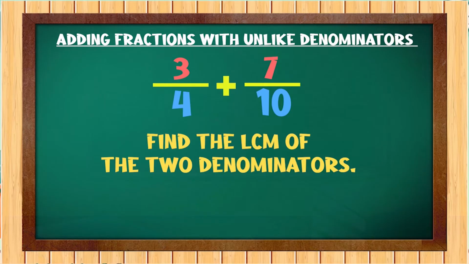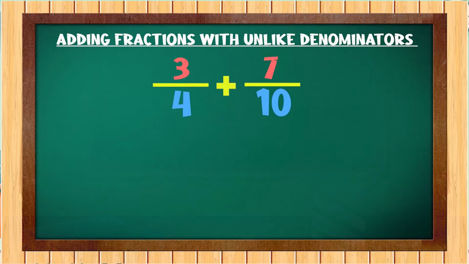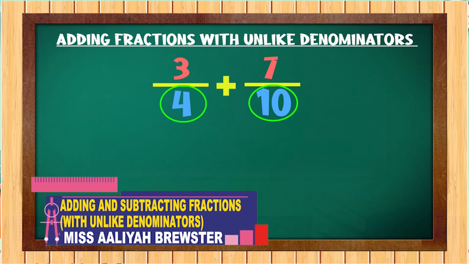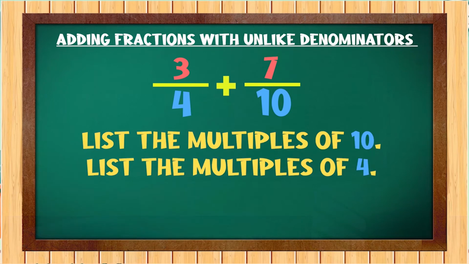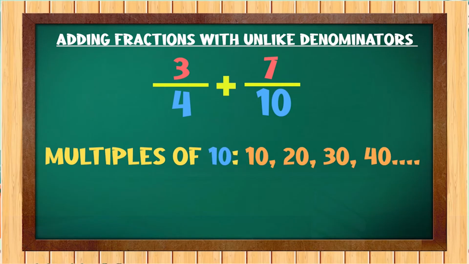We have to find the LCM of the 2 denominators, and LCM stands for the lowest common multiple. So if you would like to add the fractions 3 quarters and 7/10, we have to first find the LCM of the 2 denominators. Here is how we identify the LCM. We have to list the multiples of 10 and list the multiples of 4. The multiples of 10 are 10, 20, 30, 40, 50, 60. We can go on, but you have to stop at some point.